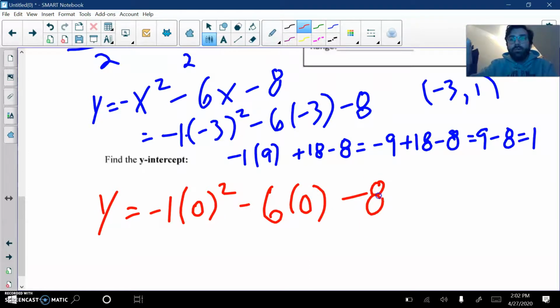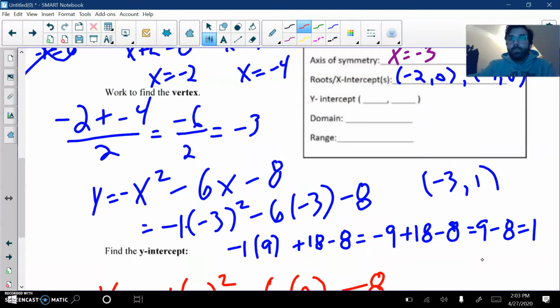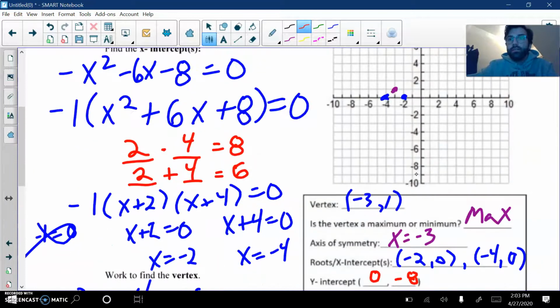So what happens? This becomes 0. This becomes 0. Minus 8. So my input was 0. My output was negative 8. Input was 0. My output was negative 8. 0, negative 8. Make a dot, and I'm going to connect them now.